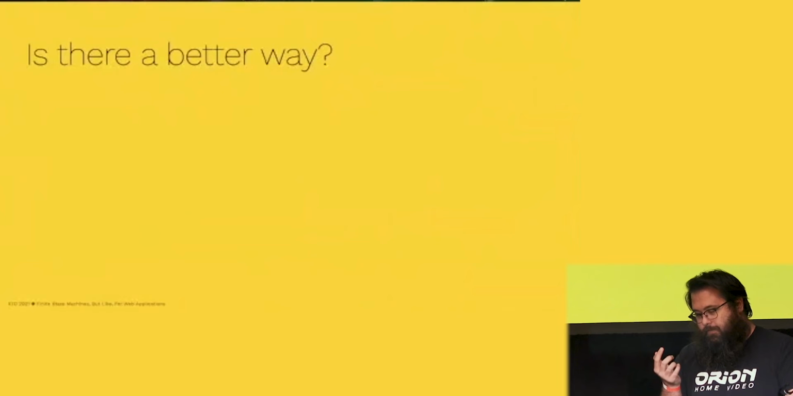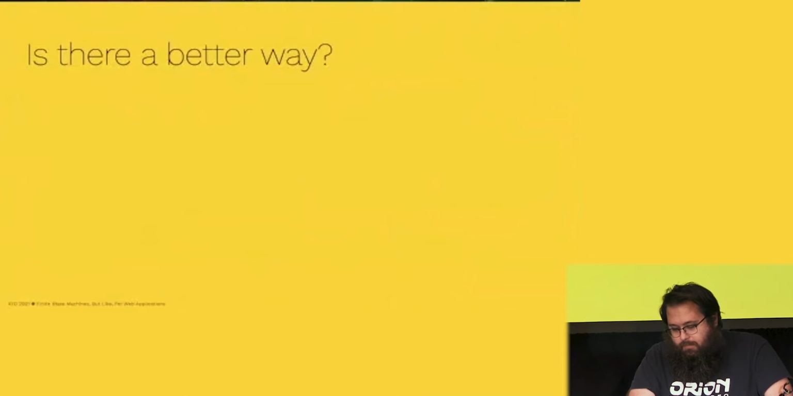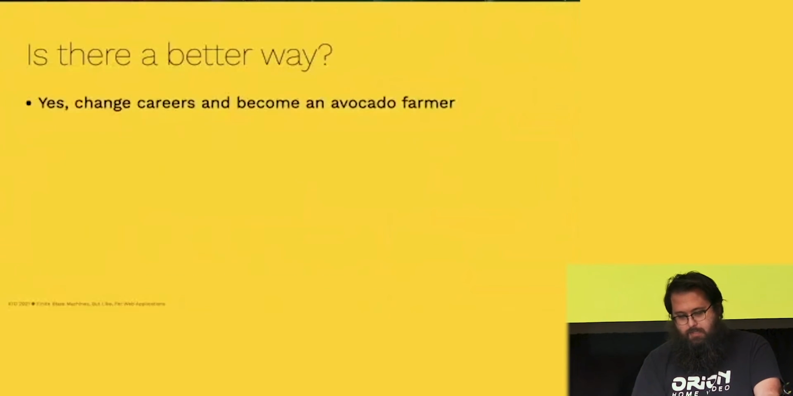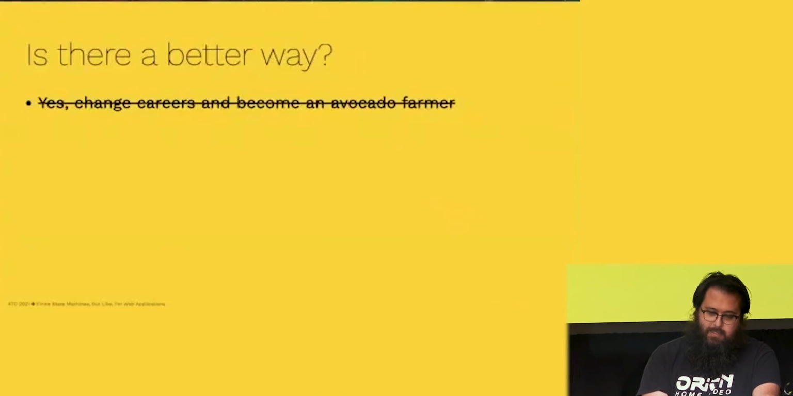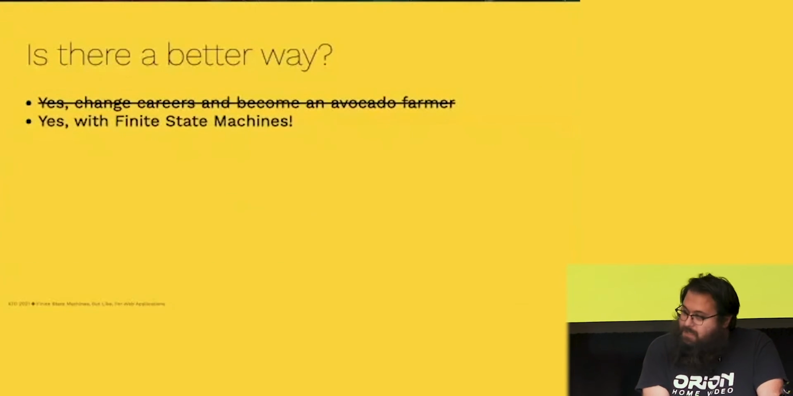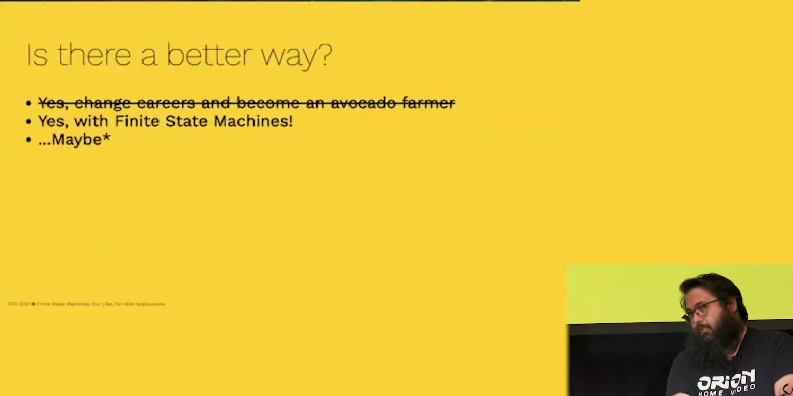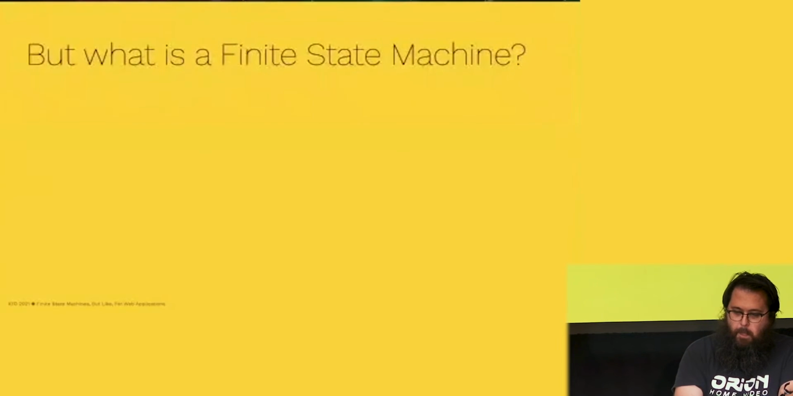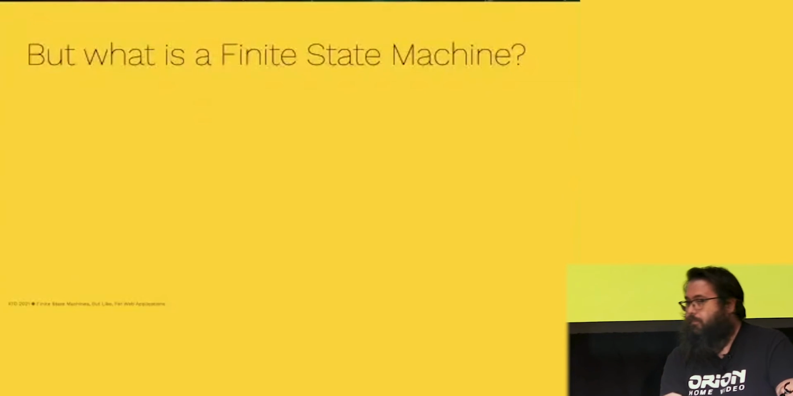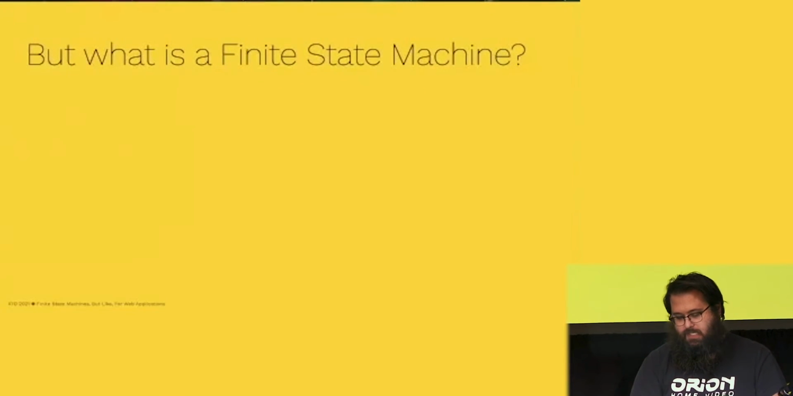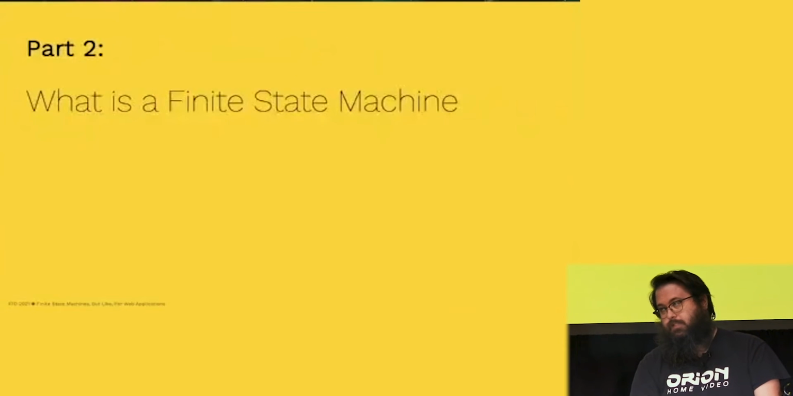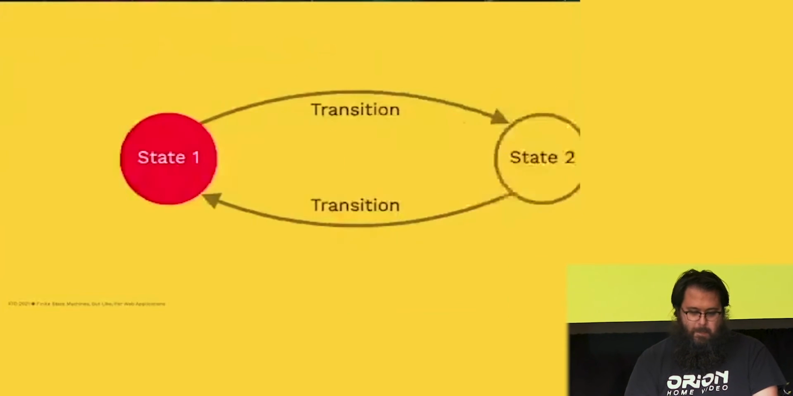So, is there a better way? Well, you obviously know the title of the talk. So yes, change careers and become avocado farmers. It actually is finite state machines. Maybe, and I'll get into the maybe a little bit later in the talk. But you might be asking, if you're not familiar with it, what is a finite state machine? So, part 2, what is a finite state machine?